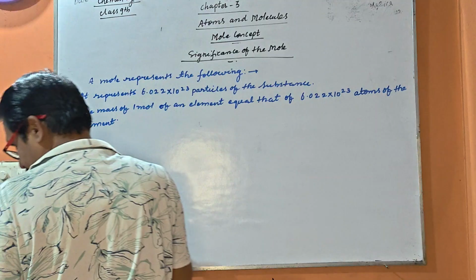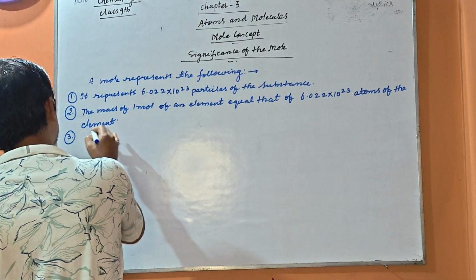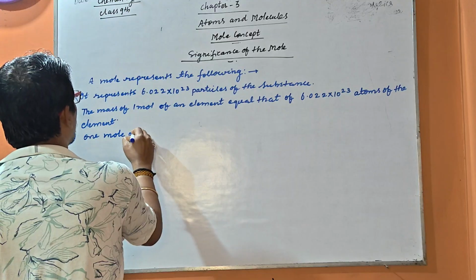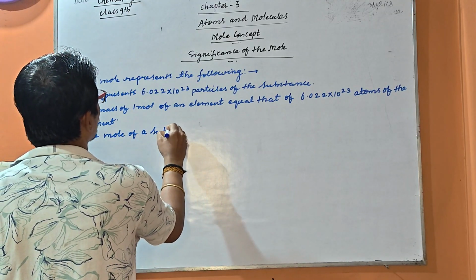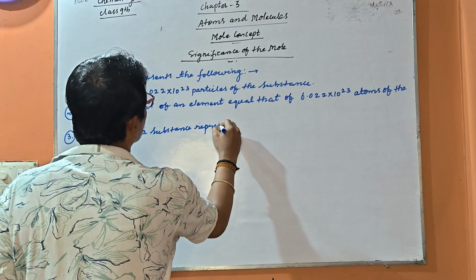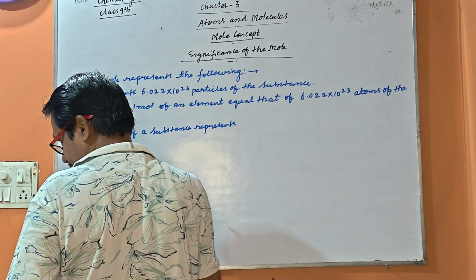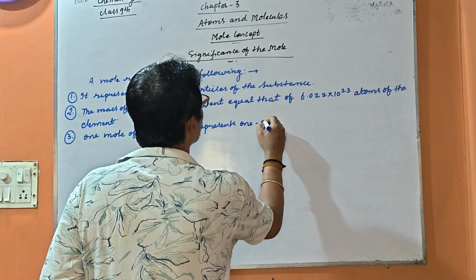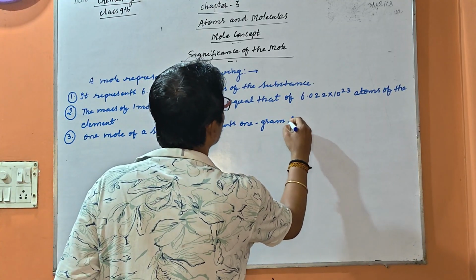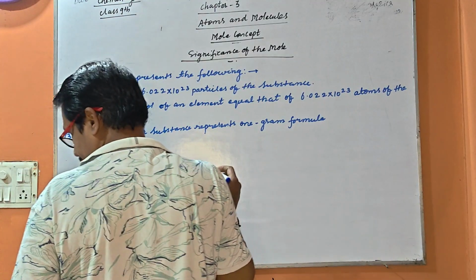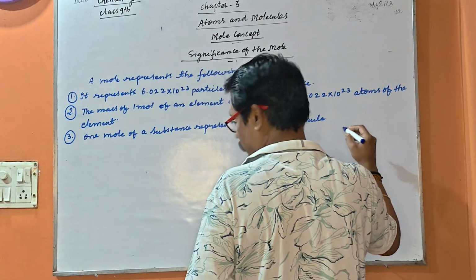Point number 3. 1 mole of a substance represents 1 gram formula mass of the substance.